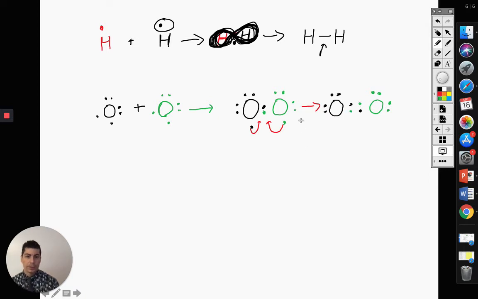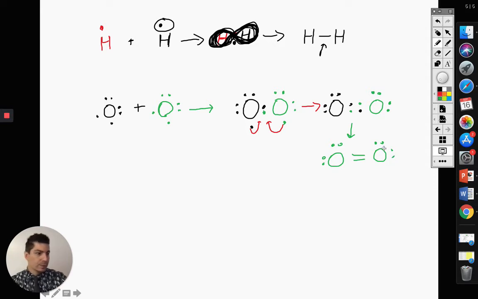And there we go in the middle. Now everything is bonded, guys, and we don't have any more bonding areas. So if we wanted to draw this a little bit cleaner, which I'm not going to worry about colors now, we're going to have our oxygen on the left. We are going to have a double bond in the middle. And then our oxygen on the right.